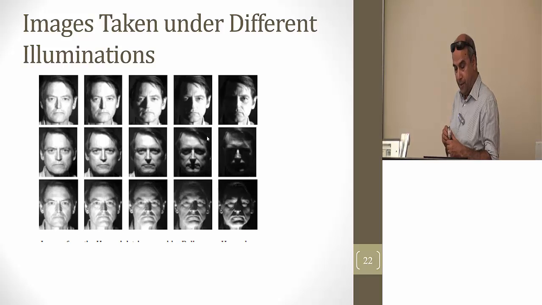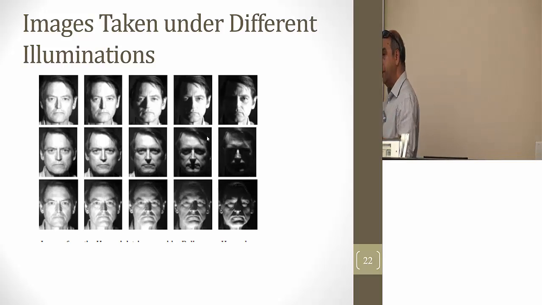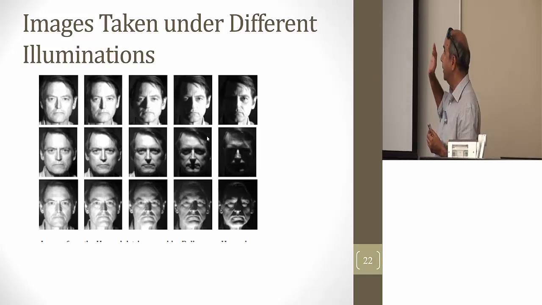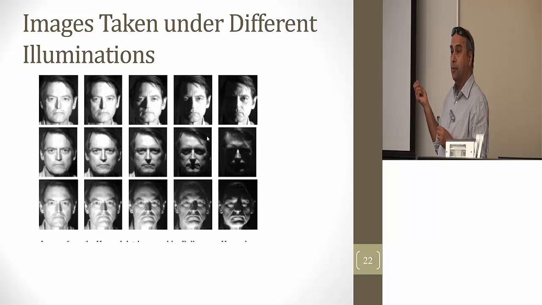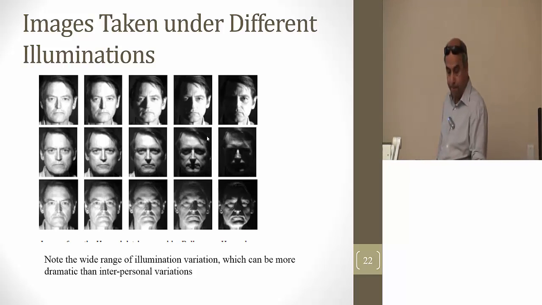So there are these two variations, and you need to understand between class and within class. If you look at this set of images, these are actually images of the same person, and as you see, they look very different depending on the illumination condition, and that's a problem. To have a system which should be able to recognize it's the same person is a big challenge.